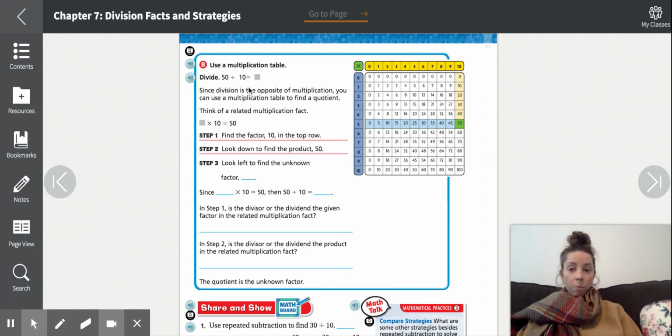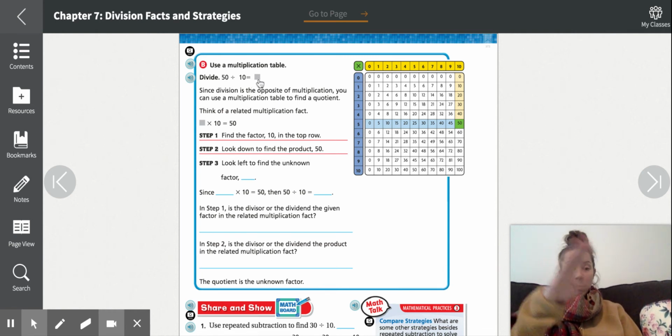Well, if I read here, it says since division is the opposite of multiplication, you can use a multiplication table or your multiplication facts to find a quotient. Remember, quotient is the answer when you're dividing. Okay, so think of a related multiplication fact. Here's my division, 50 divided by 10 equals blank.